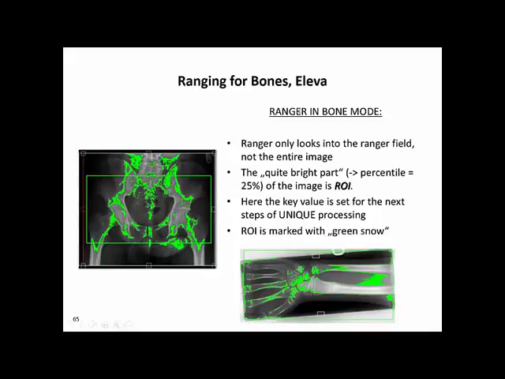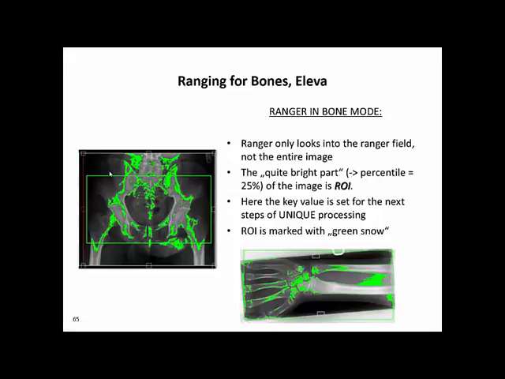This is a picture visualizing this. In a pelvis image like here, the interesting part is of course in the pelvis. On demand, the user can switch on this green color, this green snow, as we call it, giving us information where this automatic ranger process found the region of interest.